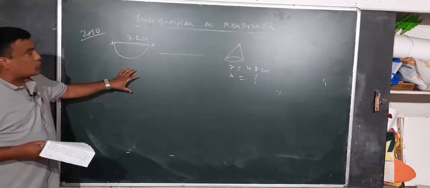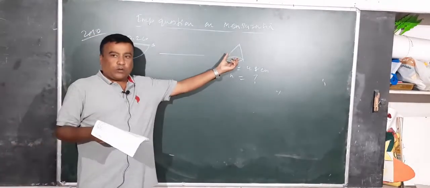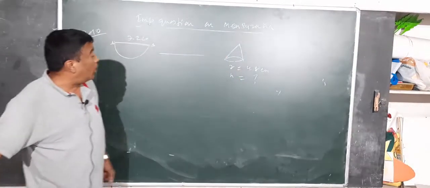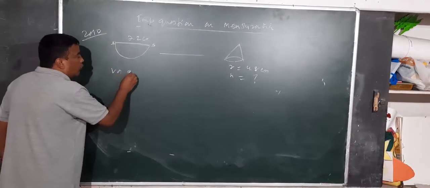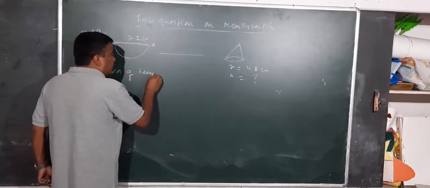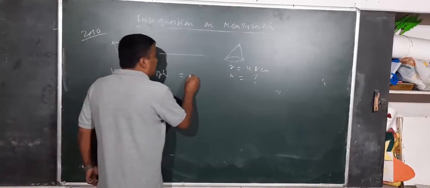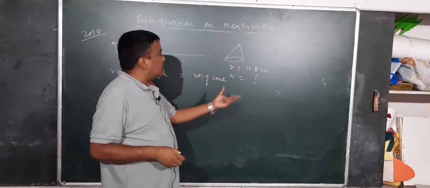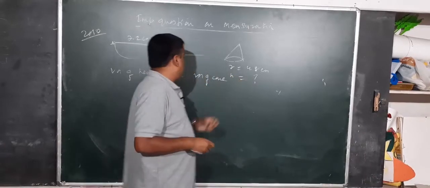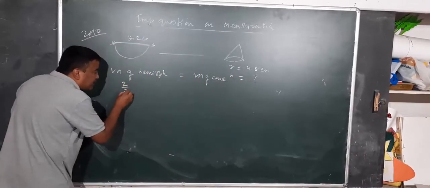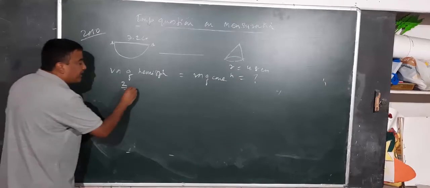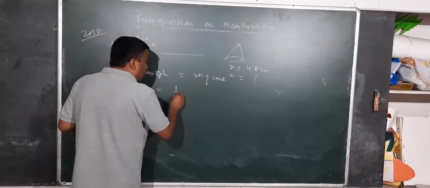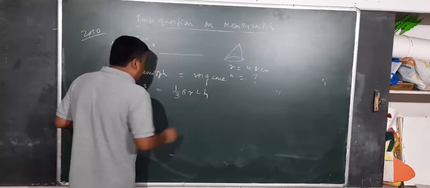Again, in this case also, both the volumes will be equal. Both the volumes means which two? Hemisphere and cone. So, how are you going to write? Volume of hemisphere equals to volume of cone. Here you cannot write into x because height itself is unknown. Now, hemisphere formula is very important. 2 by 3 pi r cube equals to volume of cone 1 by 3 pi r square h.